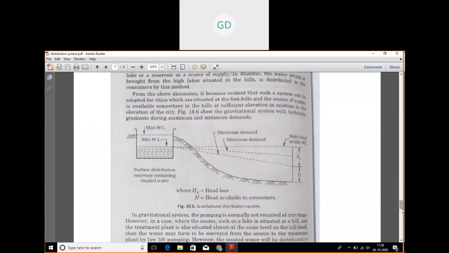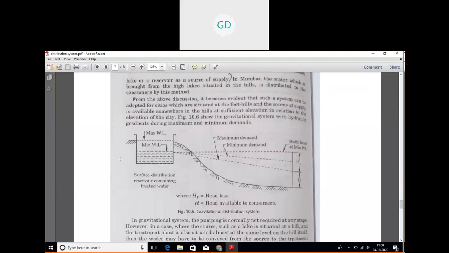So you see, this is a gravitational system. This is a water distribution reservoir. It is at a higher level and the consumers are somewhere here. So the water can flow by means of gravitation.